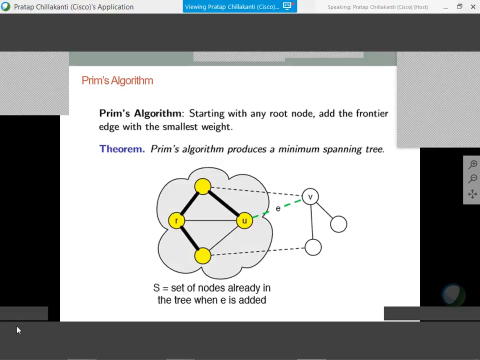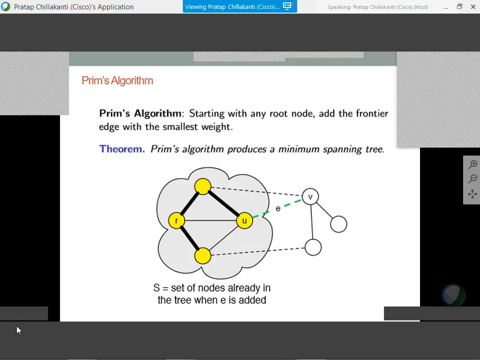Prim's algorithm: you start with any root node and add the edge with the smallest weight. And then the theorem says Prim's algorithm produces a minimum spanning tree. We all said that, right? That's the algorithm, but how? They have to prove it, that it is producing a minimum spanning tree. Only then will the community accept that it is the right algorithm for producing a minimum spanning tree.